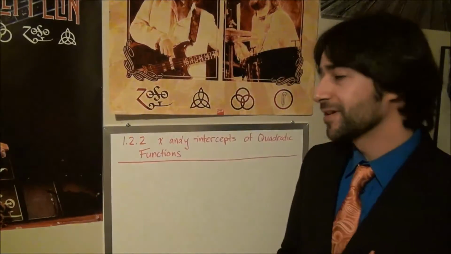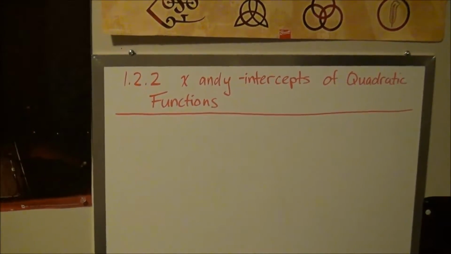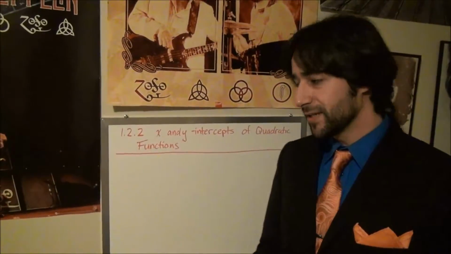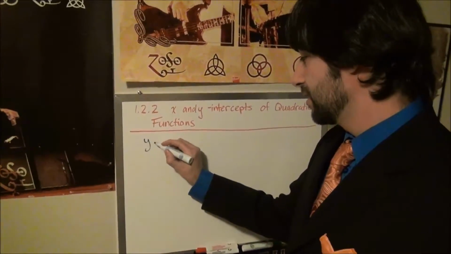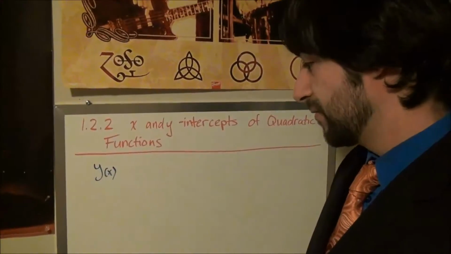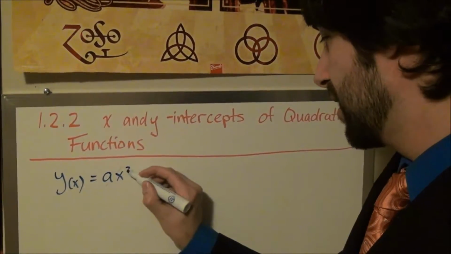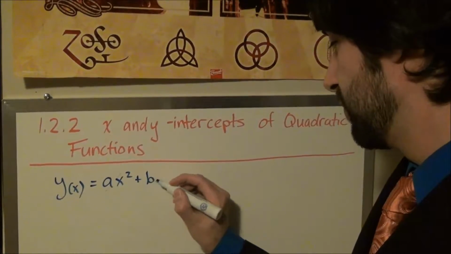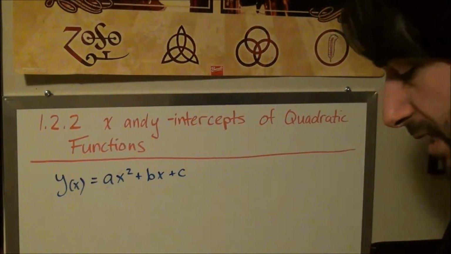I'm Physics Man, and in today's tutorial we will be focusing on finding the x and y intercepts of quadratic functions. In a previous tutorial, we discovered that the general form of a quadratic function will look something like this. Y, when it's expressed as a function of x, will equal the coefficient a times x squared plus the coefficient b times x plus the coefficient c.